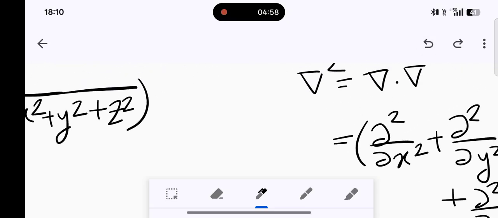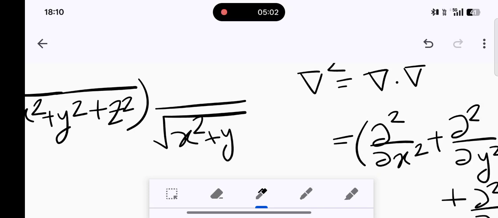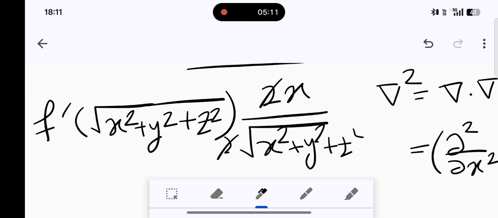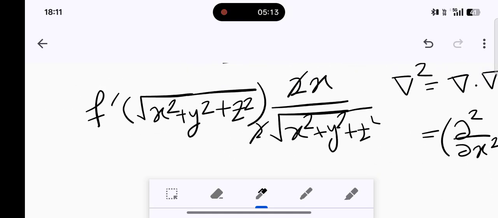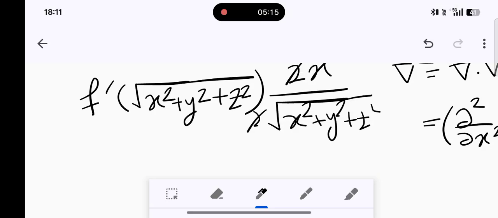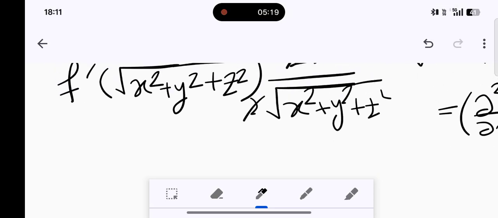So this will be root over x square plus y square plus z square. There will be a 2, there will be a 2x, and the 2 will be cancelled out, so we will get something like that. This is the first step. I mean, this is the single differentiation.